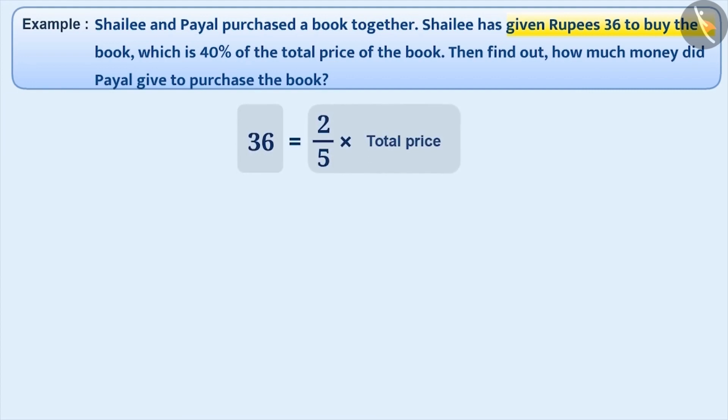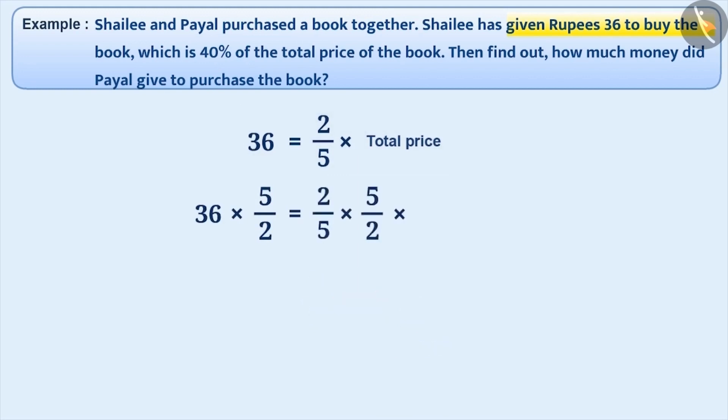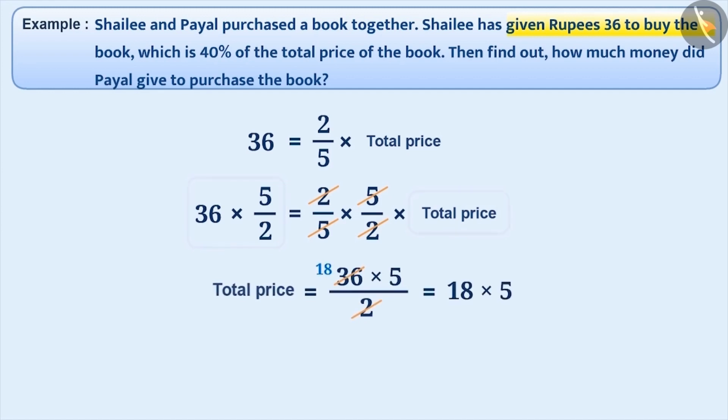If we multiply left-hand side and right-hand side by the reciprocal of 2 by 5, that is 5 by 2, then we get 36 into 5 by 2 is equal to 2 by 5 into 5 by 2 into total price. That means 36 into 5 by 2 is equal to the total price. Therefore, total price is equal to 36 into 5 divided by 2 or 18 into 5, which is rupees 90.